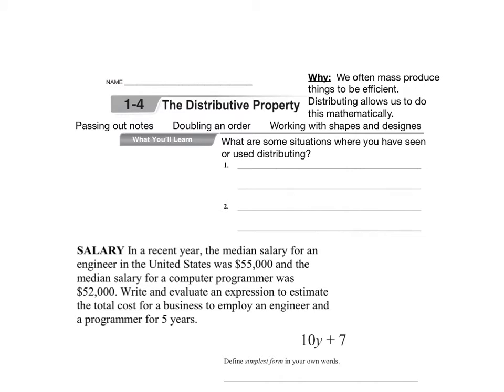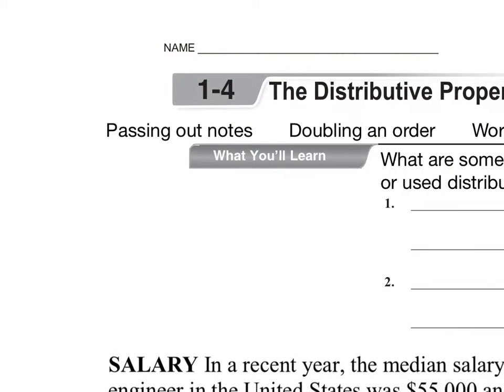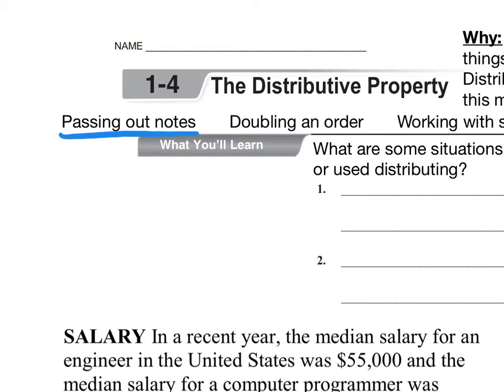Some examples of when you may see the distributive property: imagine a teacher is passing out notes to all students. They make multiple copies of the one page of notes and then pass out the notes to all the different students. They distribute to all the different students.